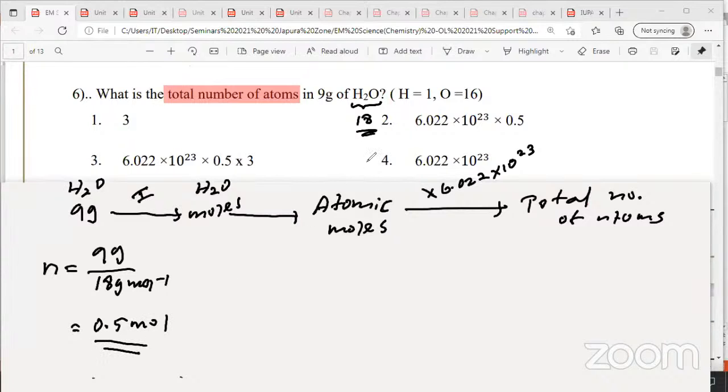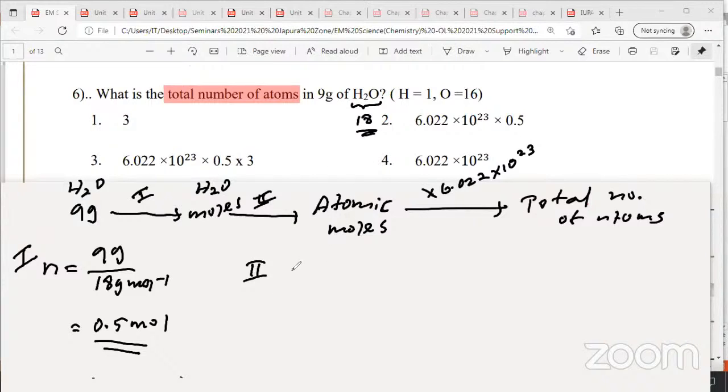Then the second one, number 2. Okay, I'll write here number 1, the first step I have done. Now my second step: converting moles into atomic moles, total moles of atoms. So the next step, I will write how to convert water moles into atomic moles. If you want to find atoms, you should know the total number of moles of atoms. If you want to find the number of molecules, you should know the moles of molecules. From moles of molecules, you can find the number of molecules. From moles of atoms, you can find the number of atoms. So I have to convert water moles into atoms in this much of moles of water.